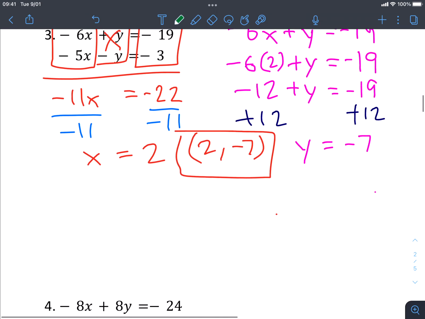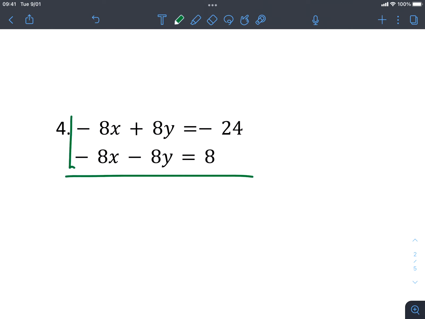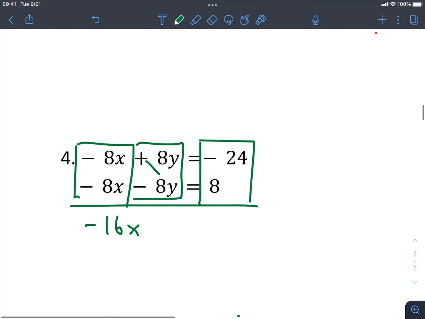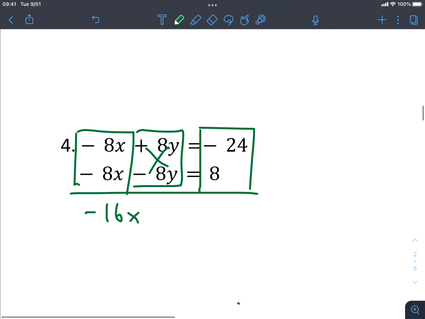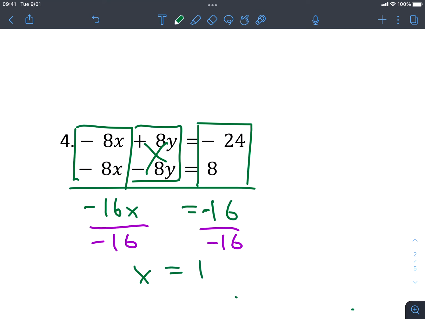We will do another one together, our final one. So again, I want to cancel out or box out these terms. So negative 8x and negative 8x is negative 16x. 8y and negative 8y combined or added is 0. And negative 24 and 8 is actually negative 16. So when we go to get rid of the negative 16 here, I also have to do it on the other side. I have to divide, I have to do the opposite. X is equal to positive 1.